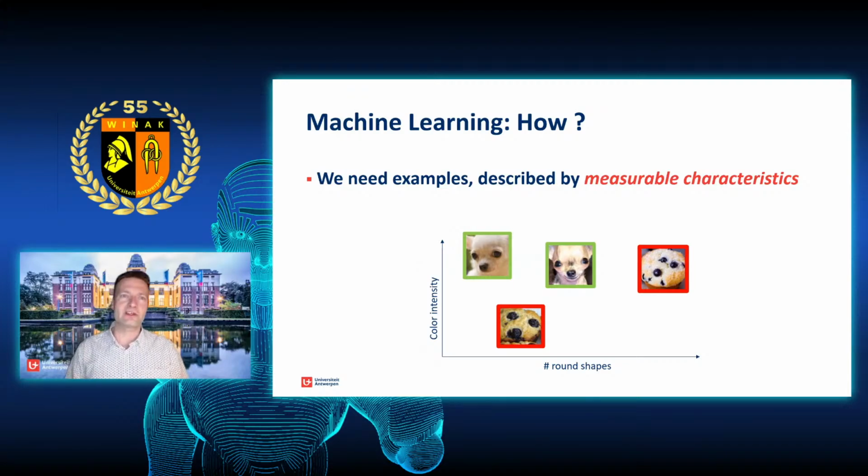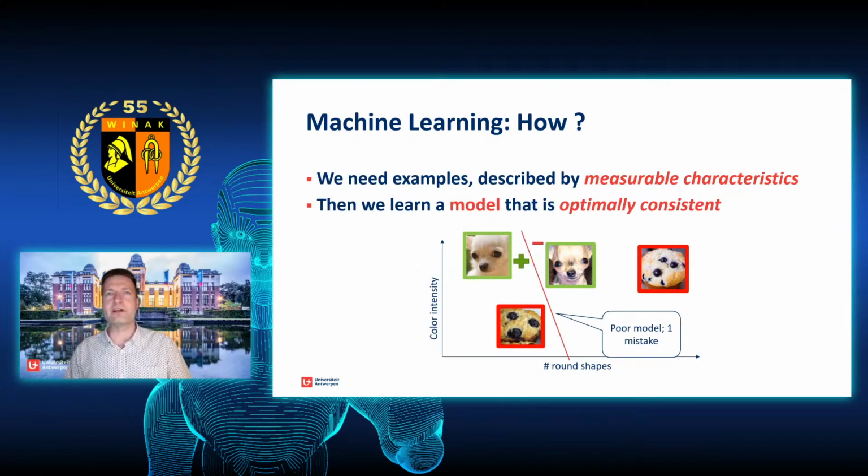Based on these two characteristics, we can place each of the examples on this diagram, horizontally the number of round shapes, vertically the color intensity, and the color of the box around it indicates the class. But okay, I think even with the boxes, you would probably be able to distinguish the chihuahuas from the muffins, but the computer can't. So based on these characteristics, it tries to learn a model, and for instance, this model would be a very poor model. We've learned a linear classifier where we just separate examples from the positive class and a negative class by a line.